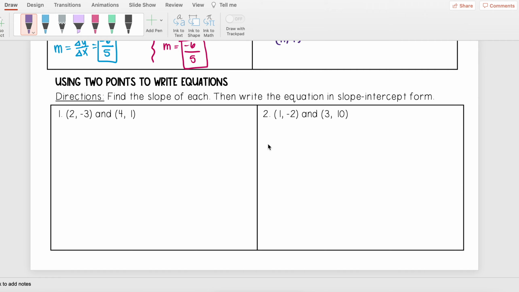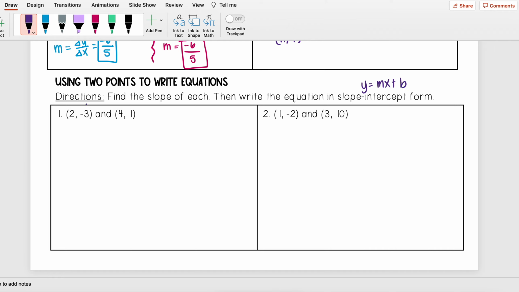Now for these next set of examples, we're going to be using 2 points to write equations. In the previous video, we did the first half of this process when we found the slope between the 2 points. But now we have to actually go through and find the y-intercept so that we can write the full equation. And again, remember that slope-intercept form is y equals mx plus b.